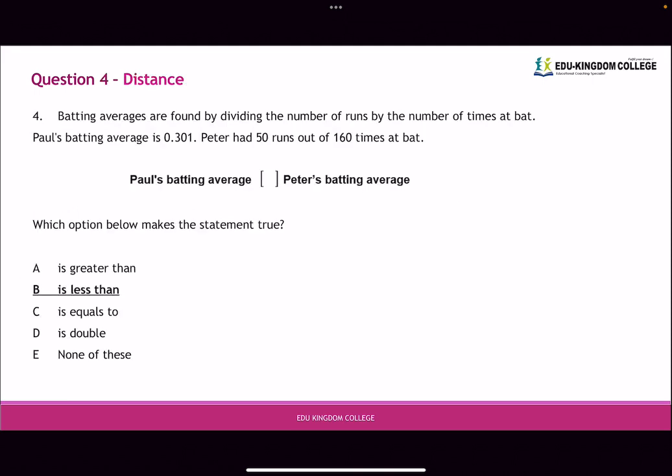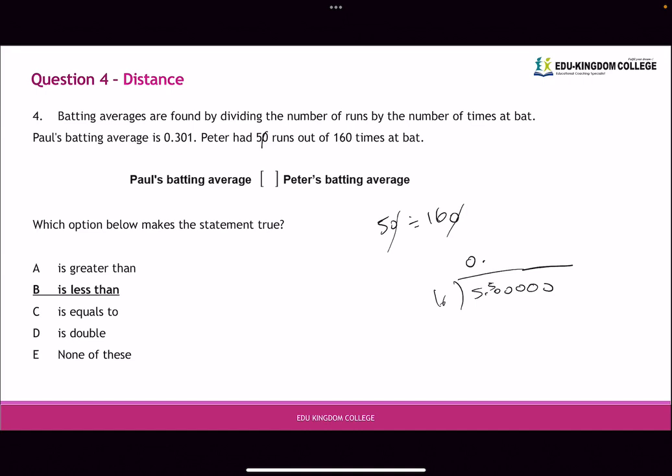Batting averages are found by dividing the number of runs by the number of times at bat. So Paul's batting average is 0.301. Peter had 50 runs out of 160 times at bat. So let's divide that. So it's 50 divided by 160. We can kind of get rid of the zeros. So it's going to be 5 divided by 16. Let's do 5.0000 because we know it's not going to be a nice whole number for us. So it's going to be 0 point and then 50.